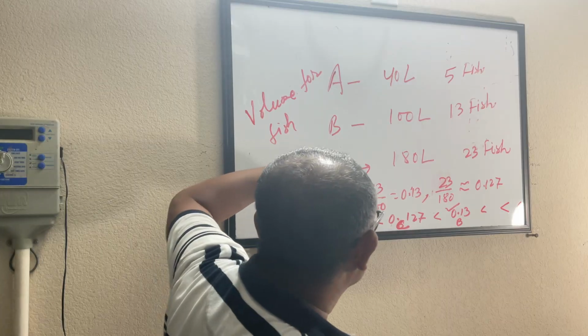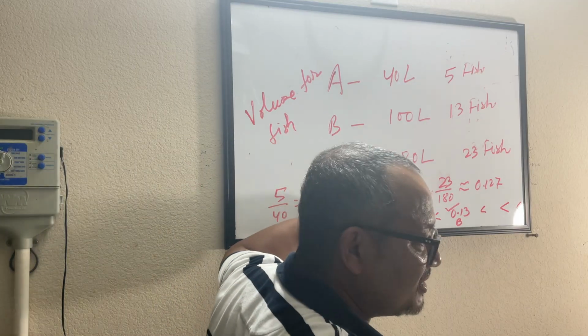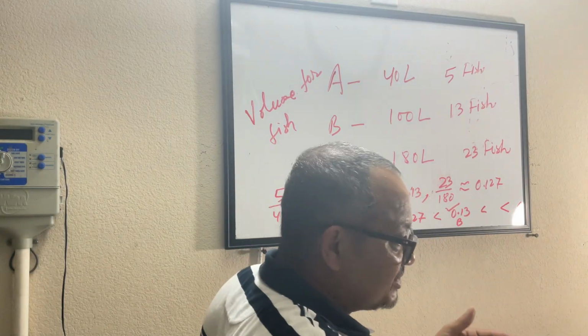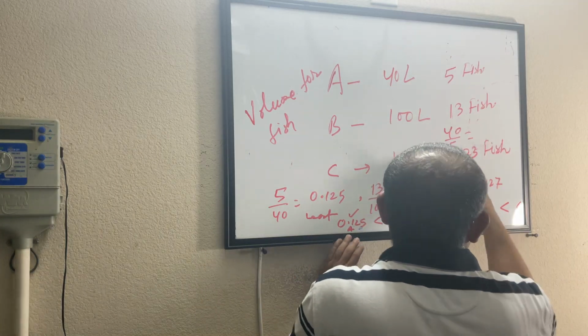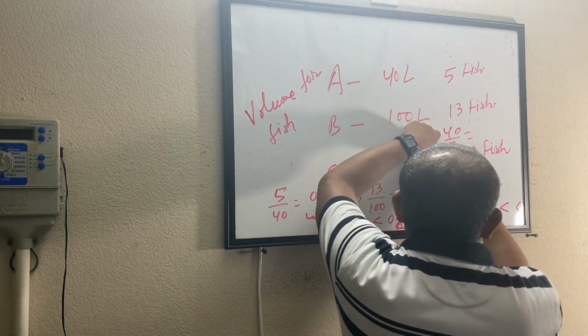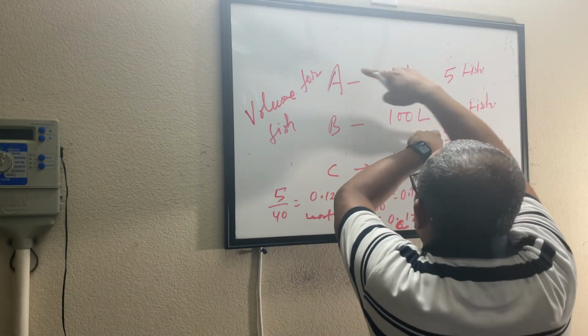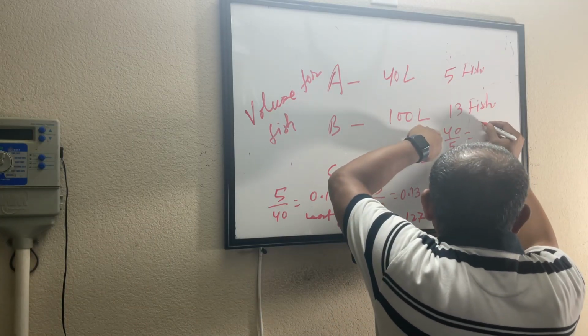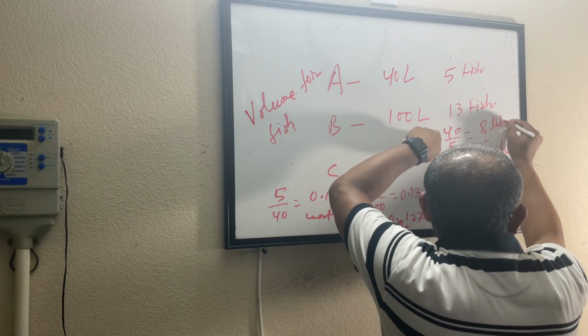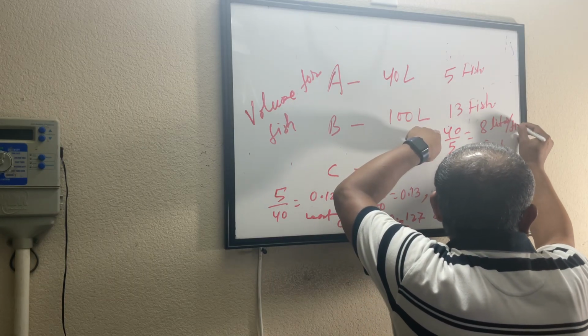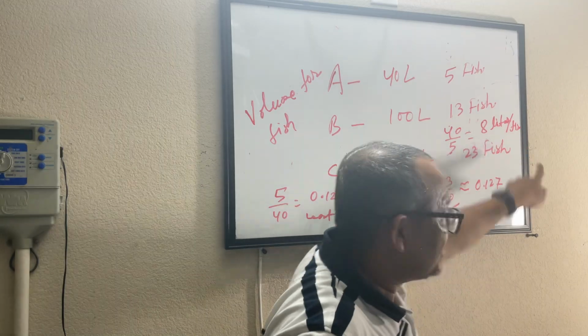She did fish per volume. She had to do volume per fish. Meaning, if you do 40 over 5, what does it tell? That 5 fish need 40 liters for this tank. So 1 fish will need 40 over 5. That is 8 liters per fish. This is volume per fish.